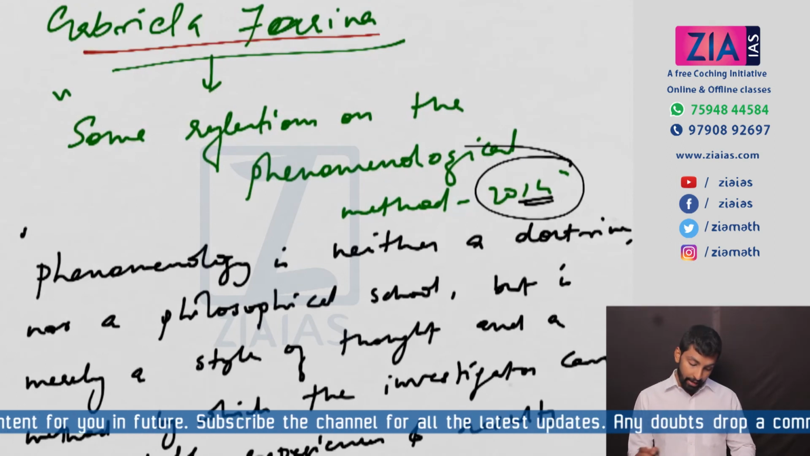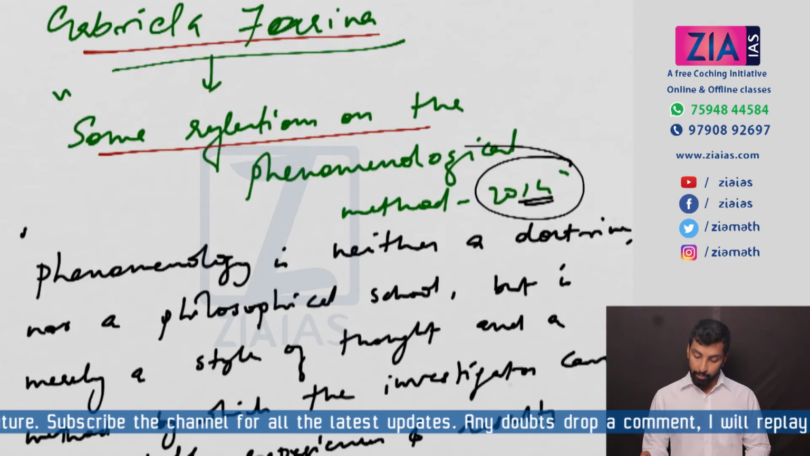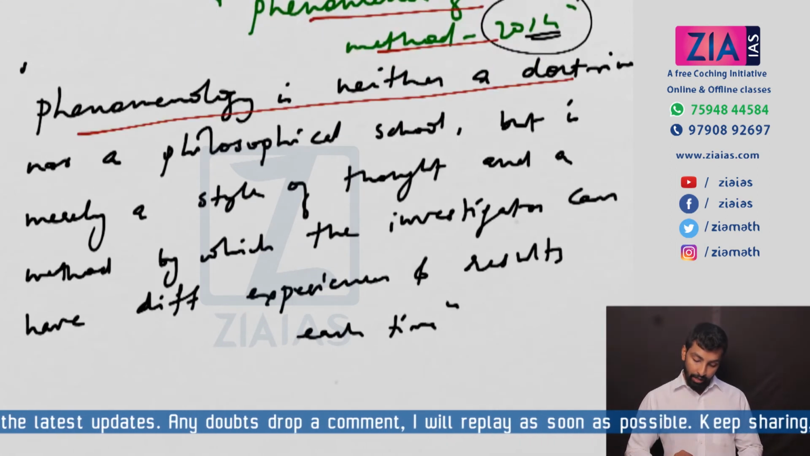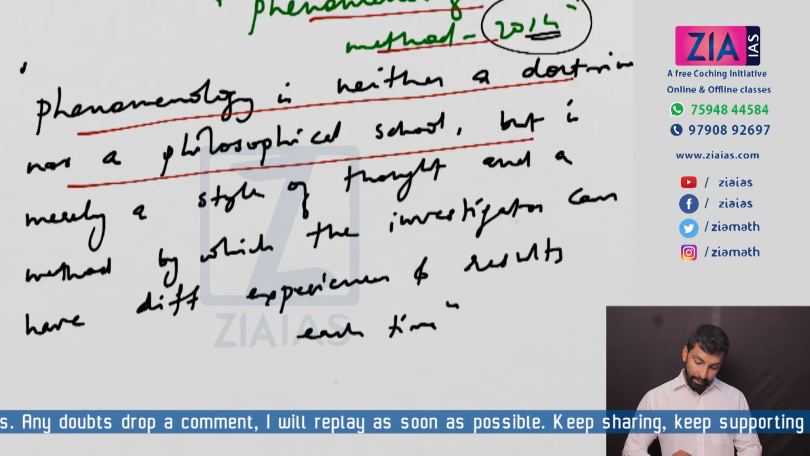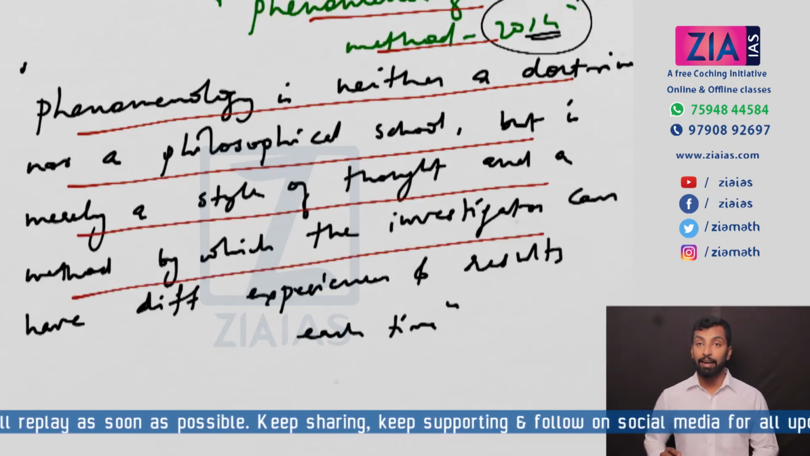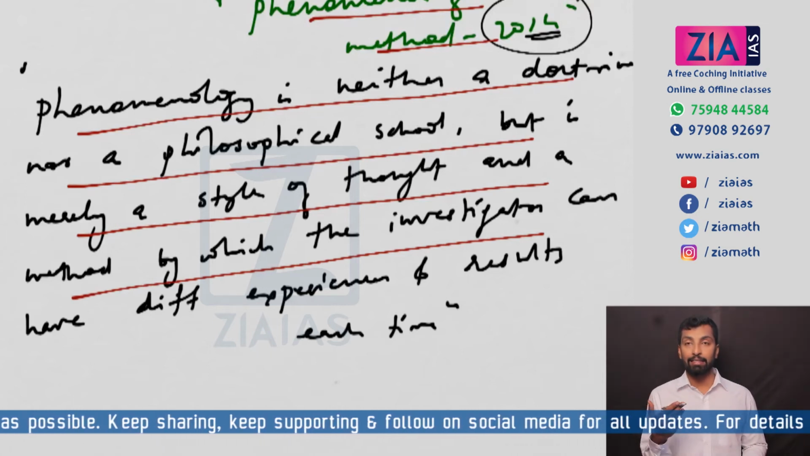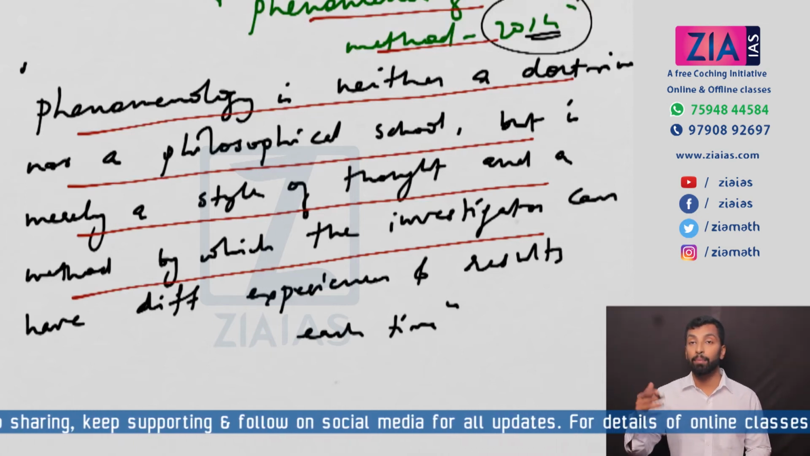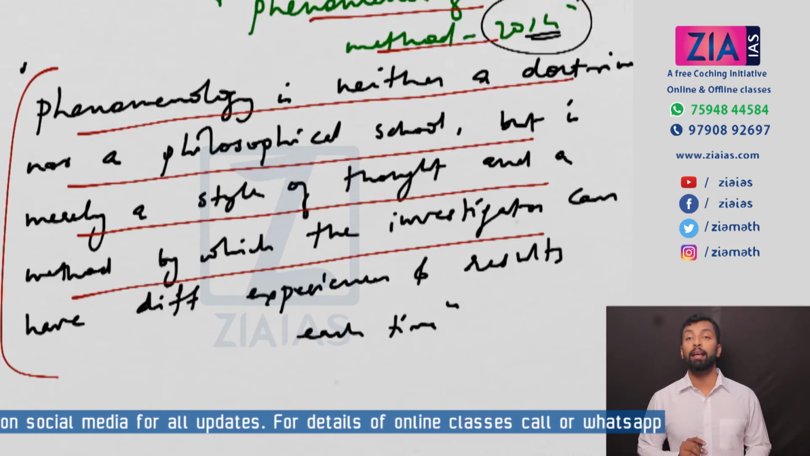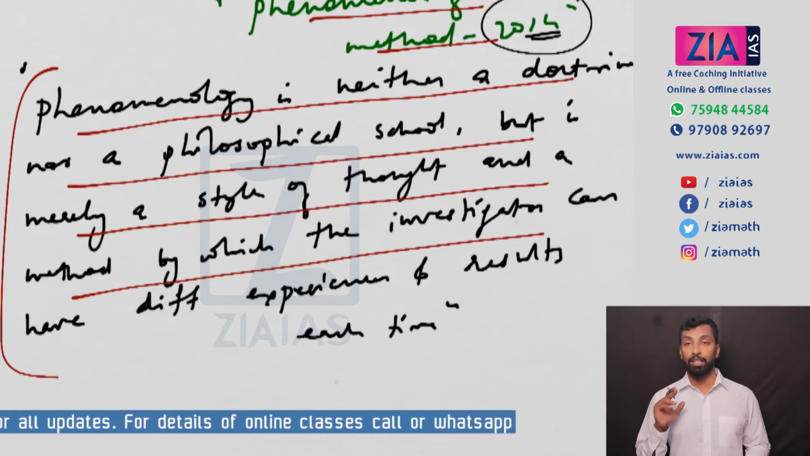According to Gabriela Farina, in her book Some Reflections on the Phenomenological Method, 2014, phenomenology is neither a doctrine nor a philosophical school, but is merely a style of thought and a method by which the investigator can get different experiences and different results each time they conduct research about the same phenomena. I hope this is clear for all of you. So we are done with phenomenology. Let's now move on to ethnomethodology.